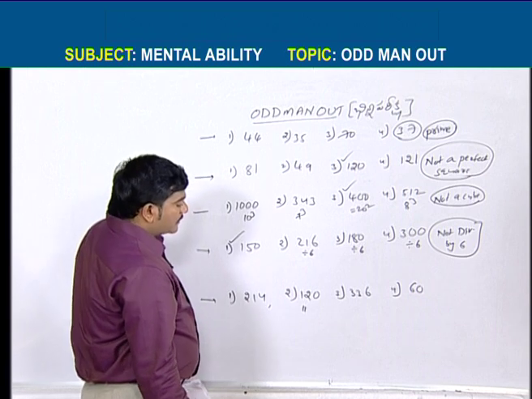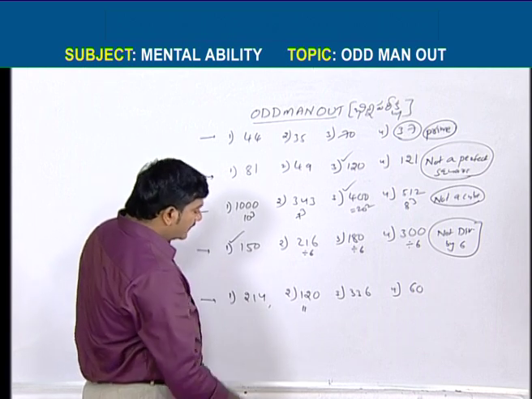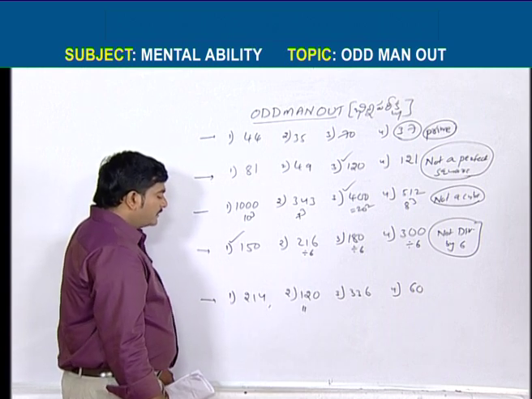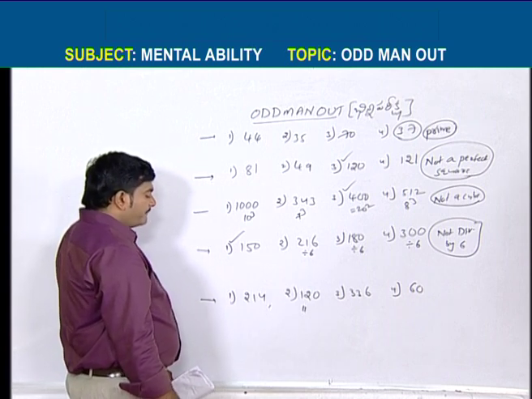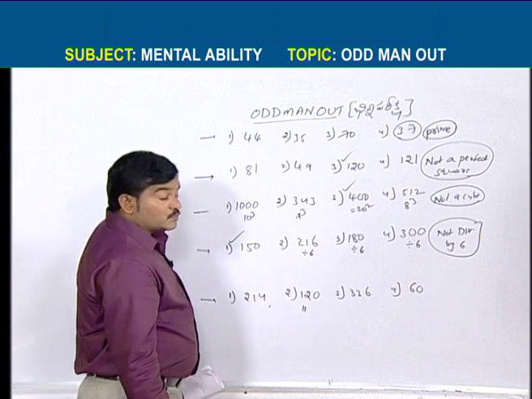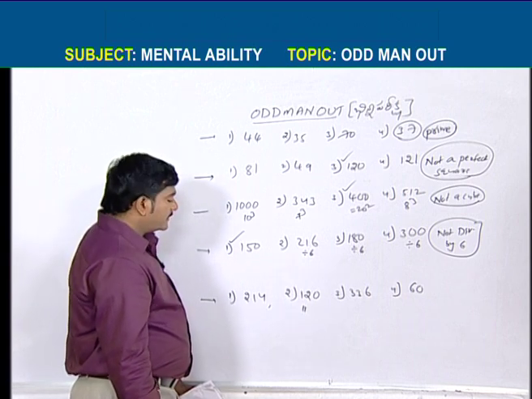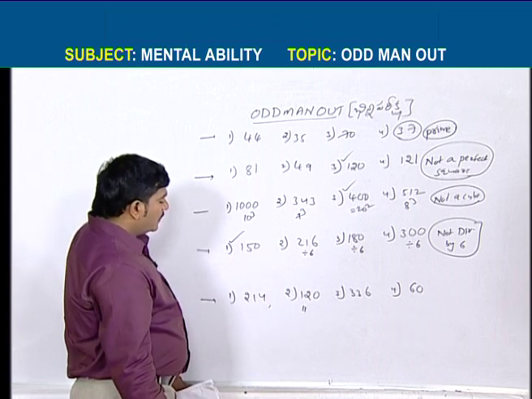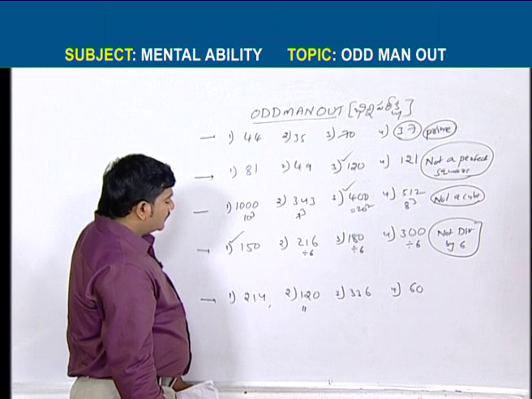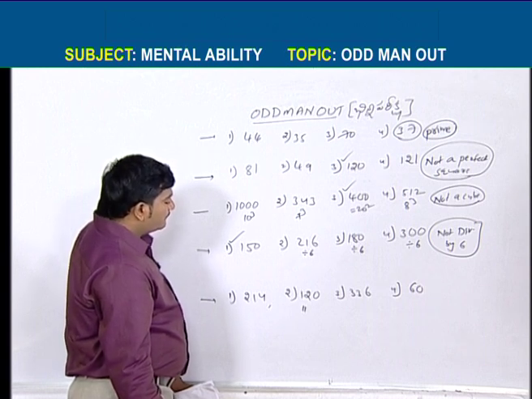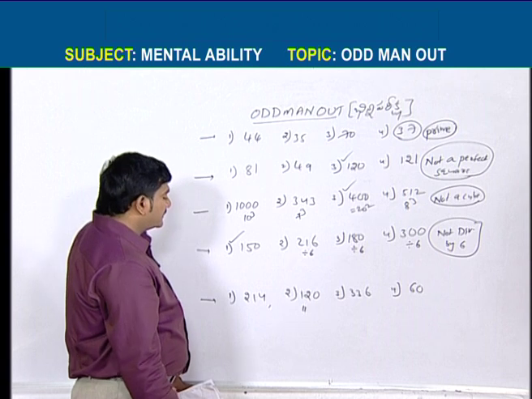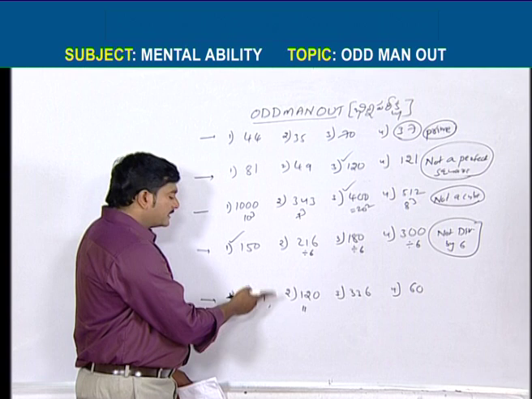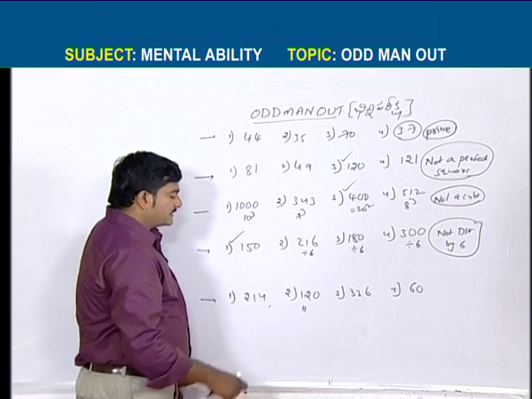So what is the concept involved here? What about 214? 15 square means 225, right? 15 square means 225, but 214 is only given. To get 214 from 225, we simply need to subtract 11, or else 15 square minus 11.